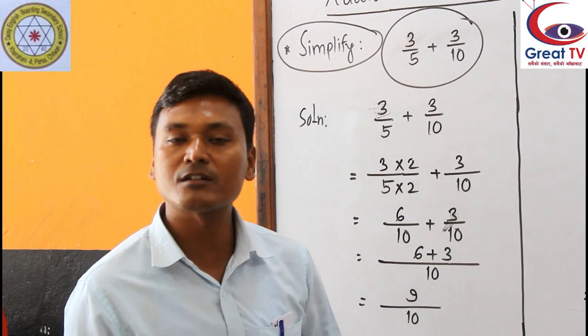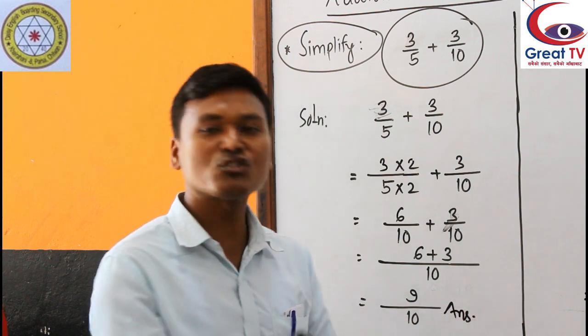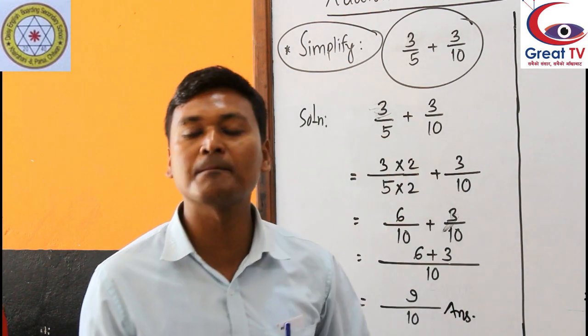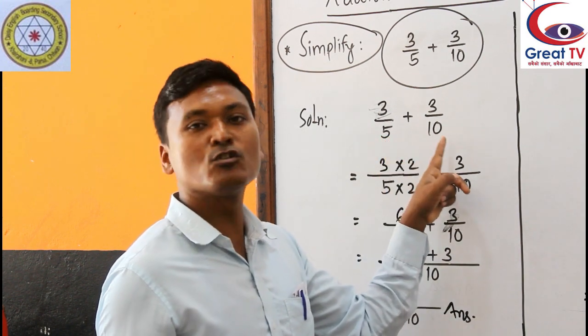So 9 and 2 we can't reduce it. So 9 upon 10 is the answer. So this is the first idea. We solve it by making same denominators. For that, check the denominators first.